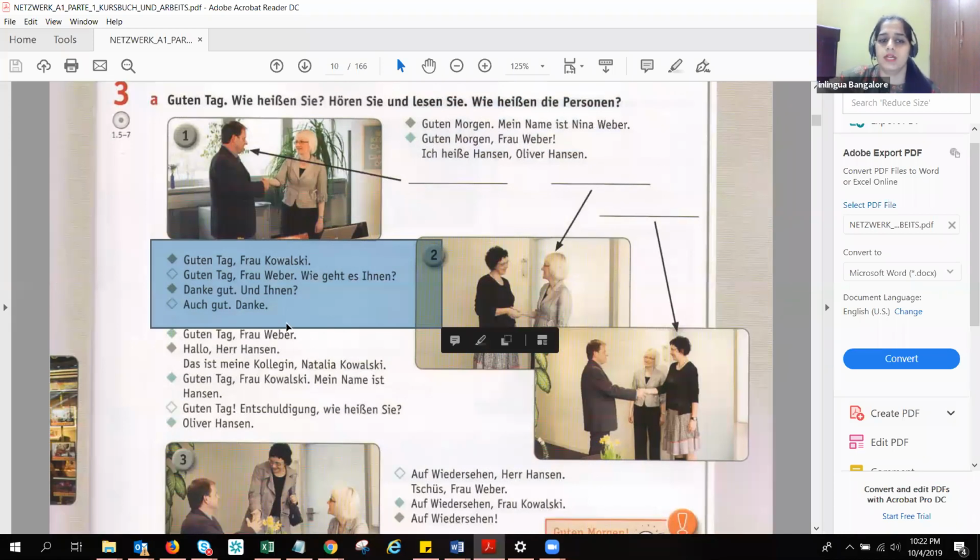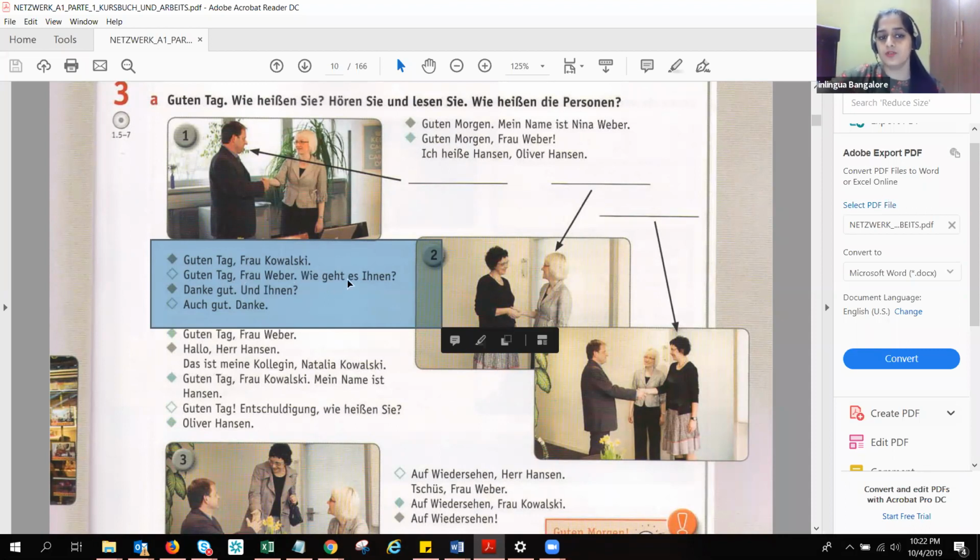Cool. One thing I want to mention here is that this I sound is not I. It's not Naina or Einen, it's Ihnen. The I sound is E. So, Guten Tag, Frau Kowalski. Good afternoon, Miss Kowalski. Guten Tag, Frau Weber. Good afternoon, Miss Weber. Wie geht es Ihnen?